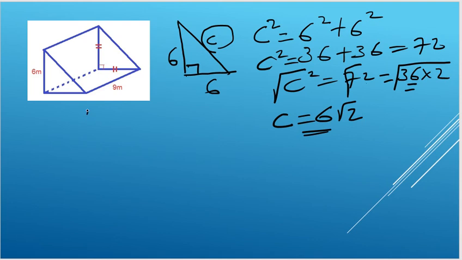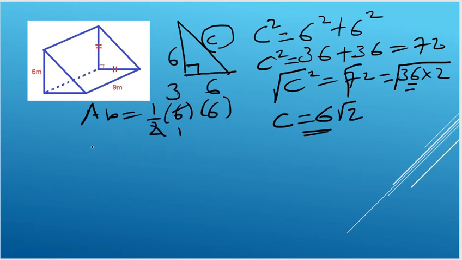Therefore, the area base, as I told you, the area of the triangle is half times base times height. But in case of a right angle triangle, we can take the two legs, which are perpendicular, as a base and as a height. So 6 times 6, and then simplify by 2: 1, and 6 by 2 is 3, and 3 times 6 will be 18. We have got the area base, which is 18.